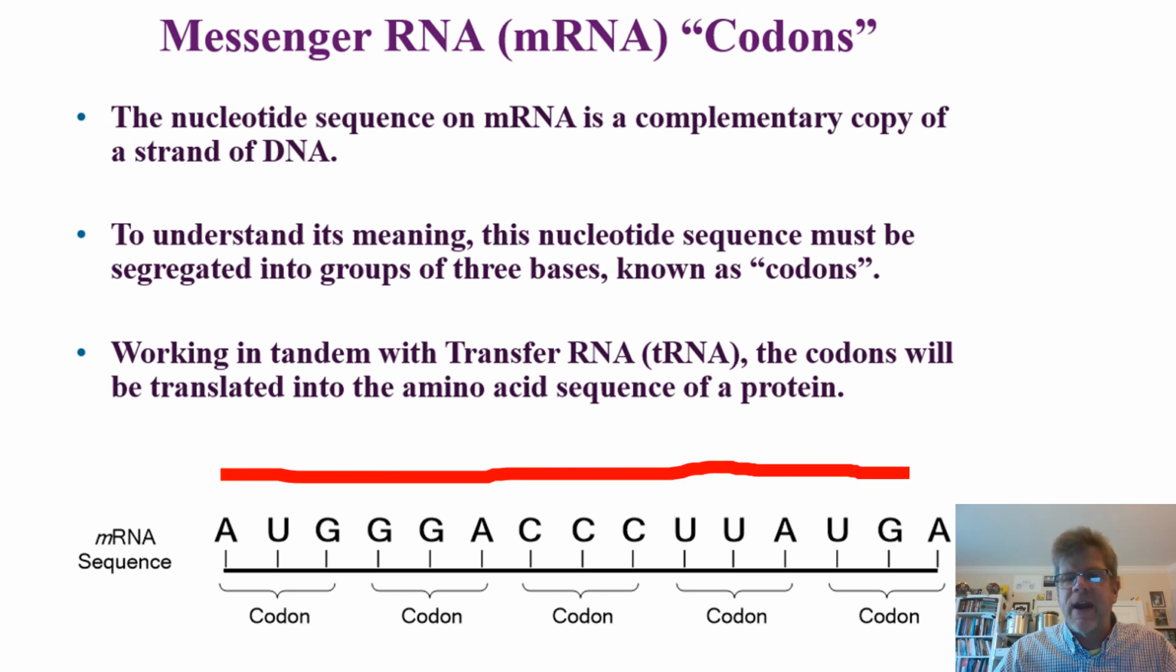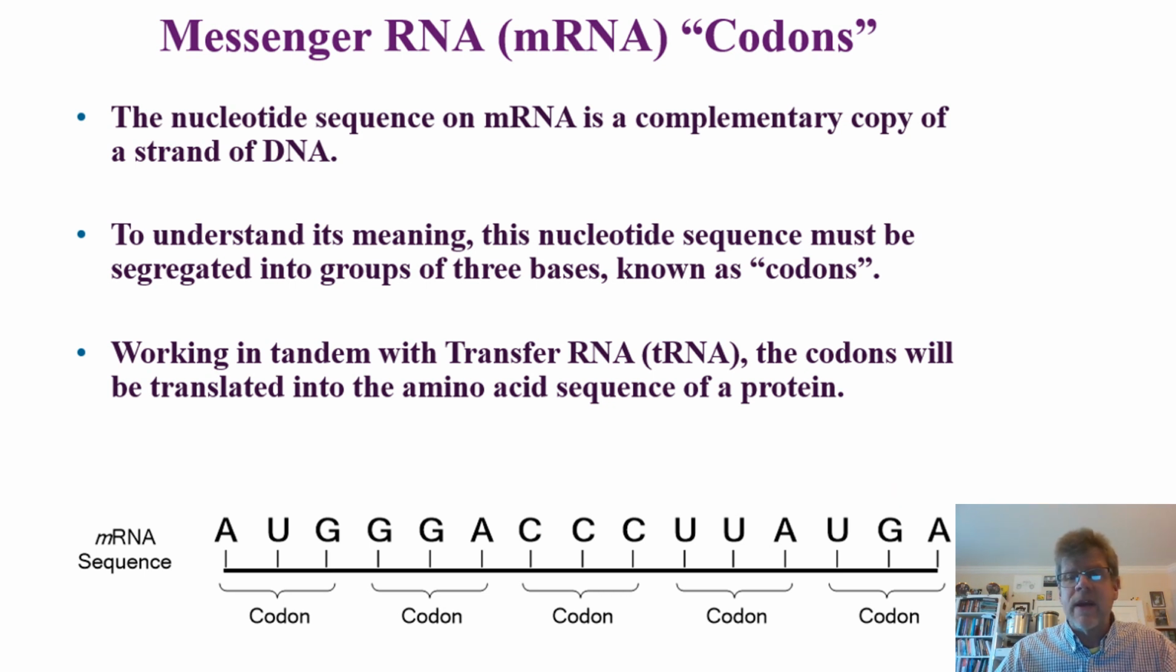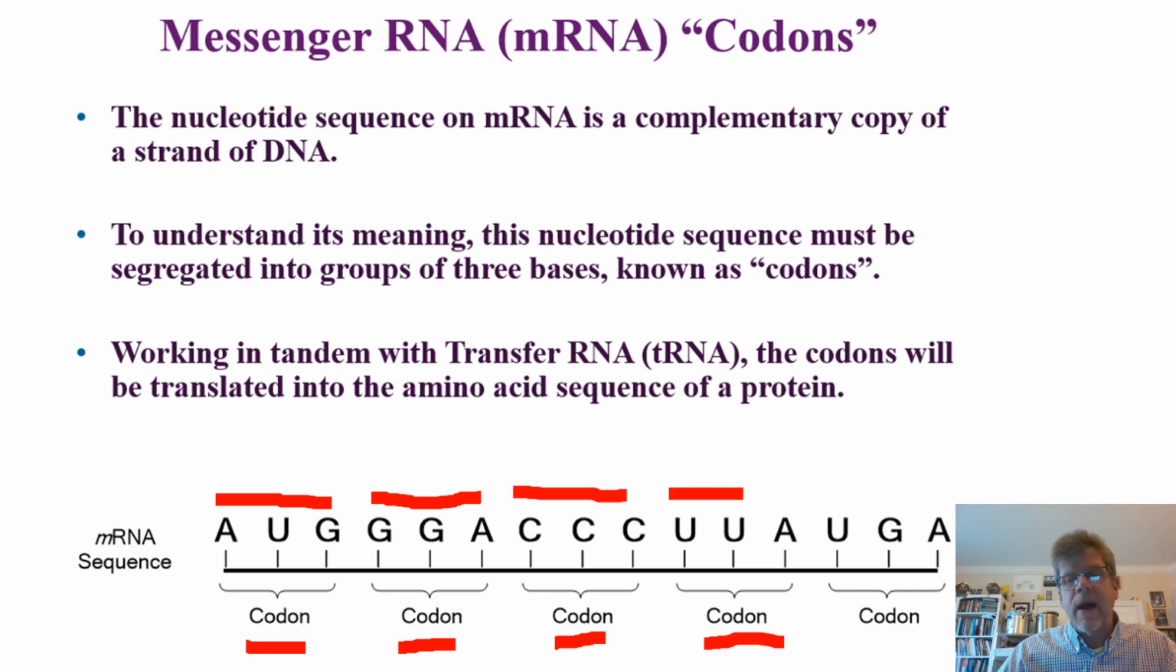This is a messenger RNA transcript of a whole lot of nitrogenous bases, a whole lot of nucleotides. What do they actually mean? They're really gibberish unless we group them. We group them three at a time into what are known as codons. A codon is a grouping of three nucleotides. And so our messenger RNA sequence is always looked at in groups of three, codon by codon by codon.